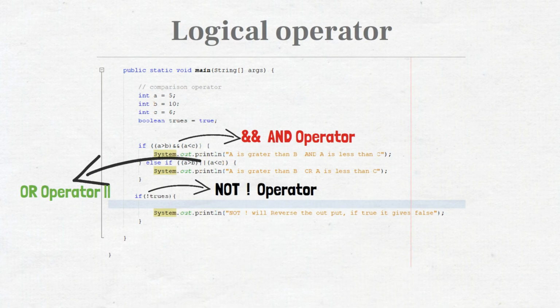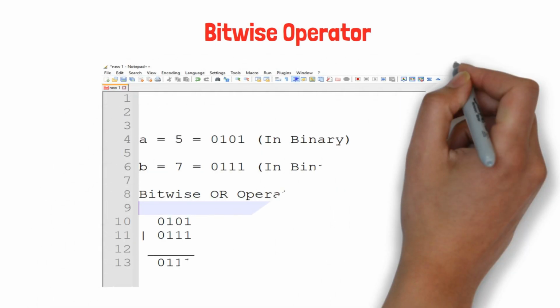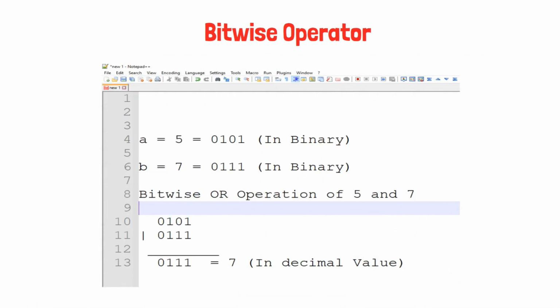Here you can see the boolean value true is assigned to the variable trues. You can see in an if condition the not operator is used, so it will reverse the value to false. Bitwise operator. Bitwise operator converts the value to binary values, manipulates it and provides decimal values as result.